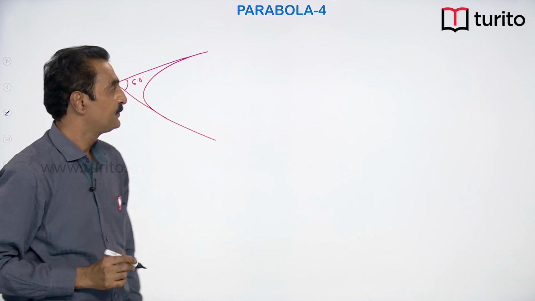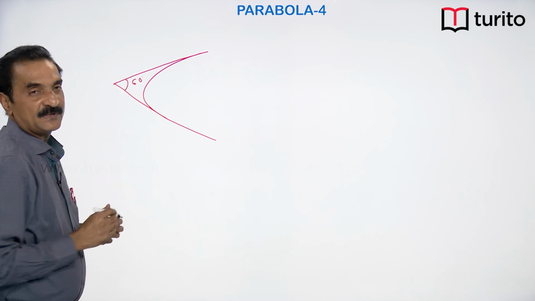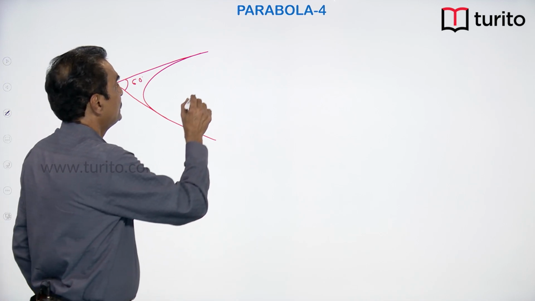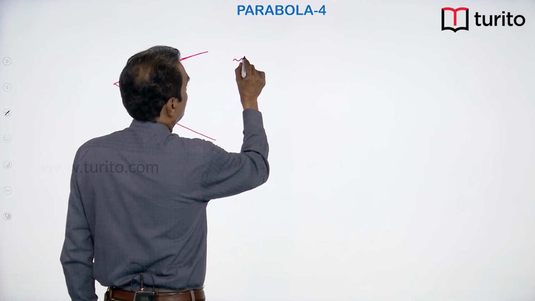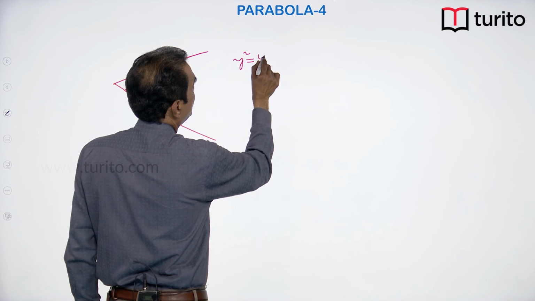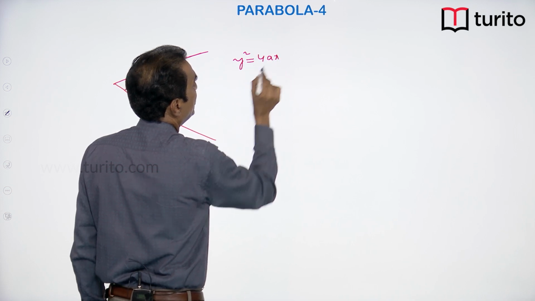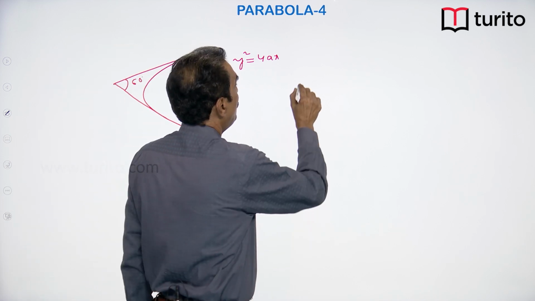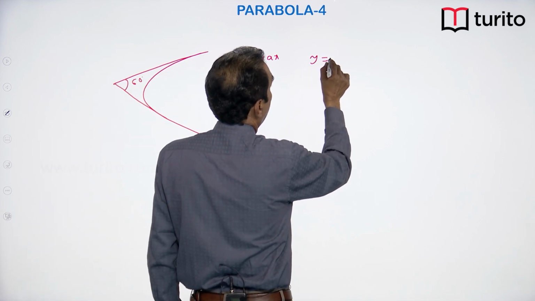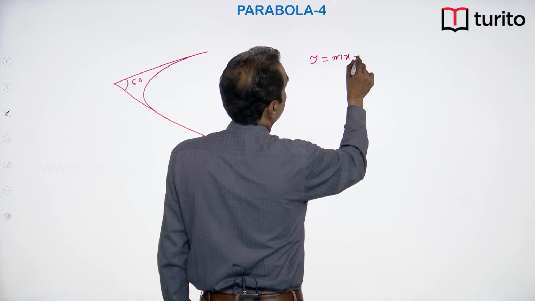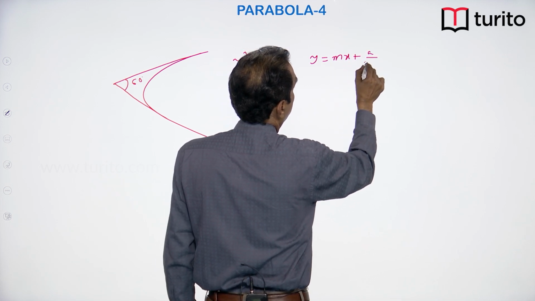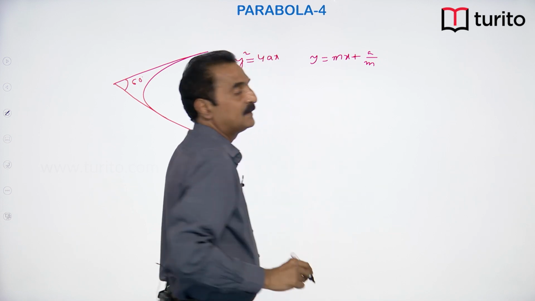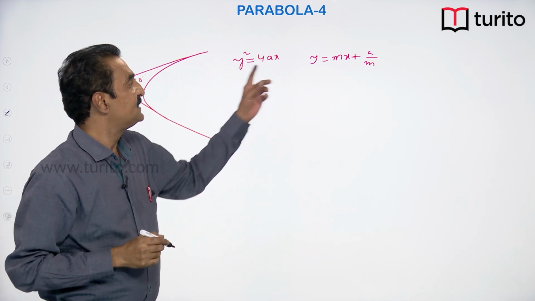That is the question. In our previous class, we have discussed the slope form of the tangent of the parabola y square is equal to 4ax. The slope form of the tangent is y is equal to mx plus a by m. For any value of m, this line is a tangent of this parabola.